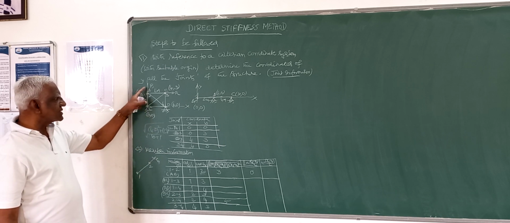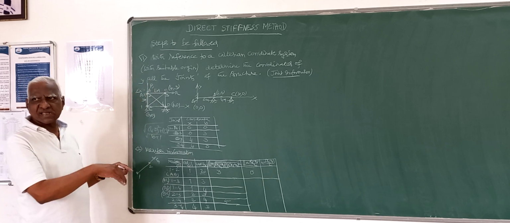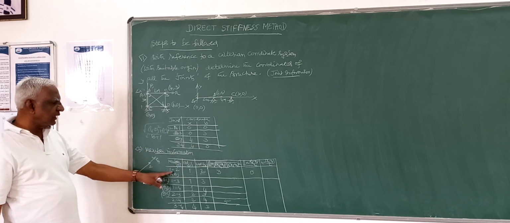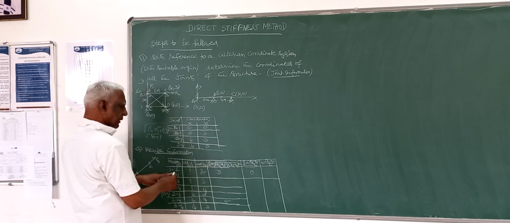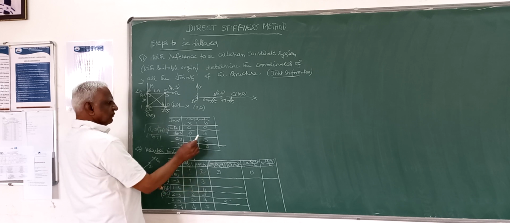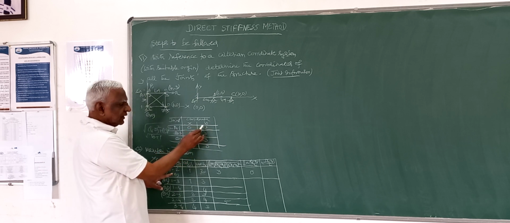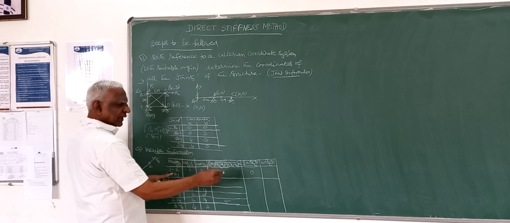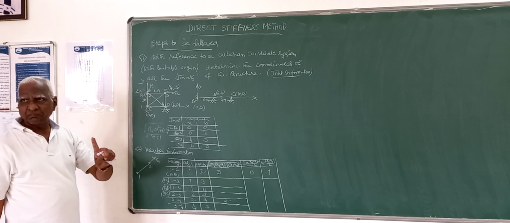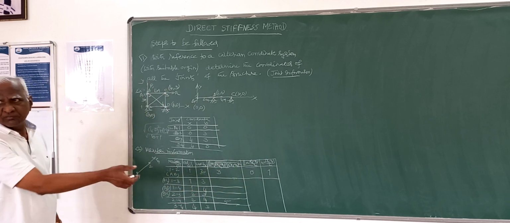Naturally, it is a vertical member, its inclination with respect to the horizontal axis is 90 degrees, and cosine 90 is 0 automatically. Similarly, the direction cosine m of this member is nothing but yk minus yj, that is y2 minus y1, that is 3 minus 0, 3 divided by length, length is 3, 3 by 3 is 1. So naturally, the m value of member 1, 2 is 1. Easily you can compute the direction cosines with this member information.